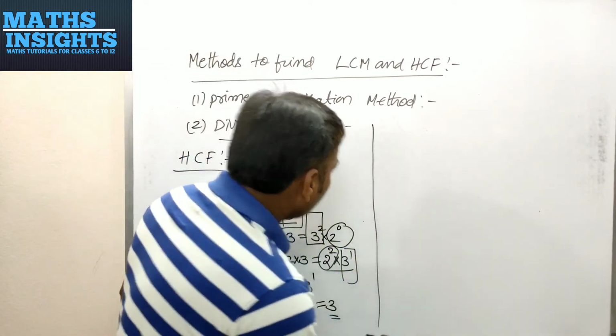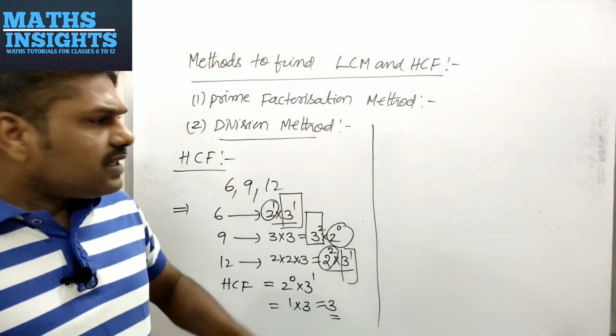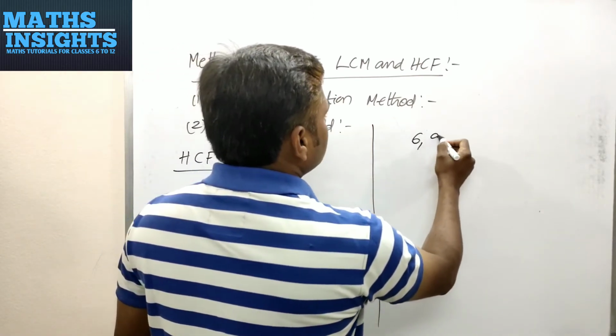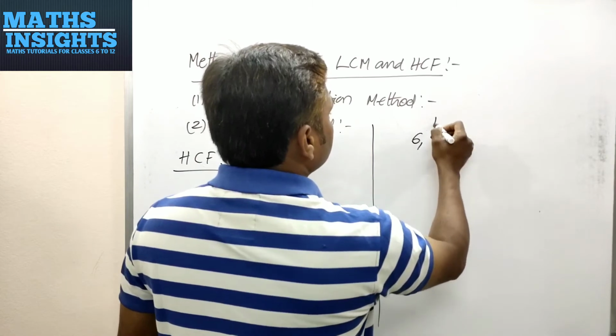Next, coming to the division method. In this method, you have to take the 3 numbers 6, 9, 12. This is the division method.